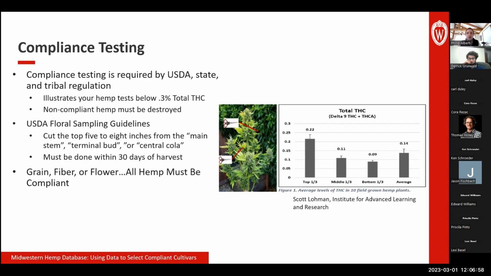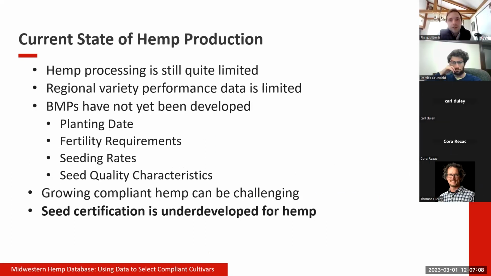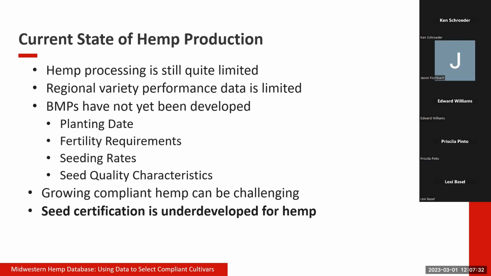This is really the crux of most of the research that I'm going to talk about today: this idea of compliance and determining compliant cultivars. The current state of hemp production is that hemp processing is still quite limited. This is across the board for grain, fiber, and CBD, despite the boom that we saw in 2019 and 2020 in CBD, or cannabinoid type hemp. Processing has been limited, and many growers took a hit and are still having issues finding processing relationships and establishing that connection. So that's developing.